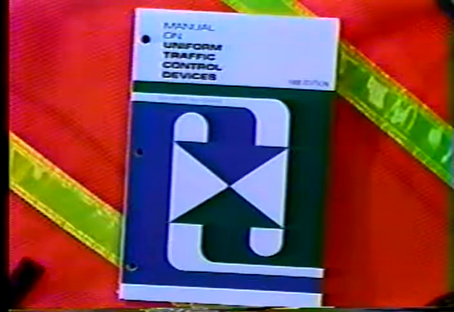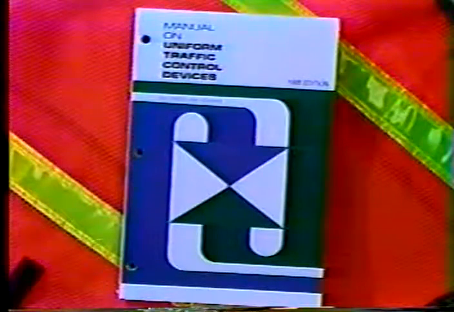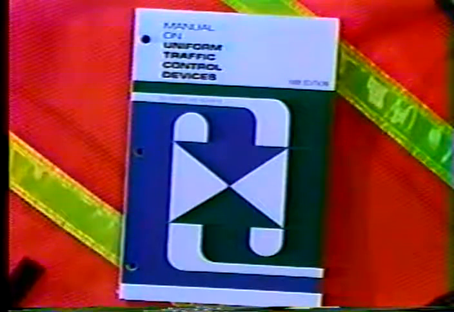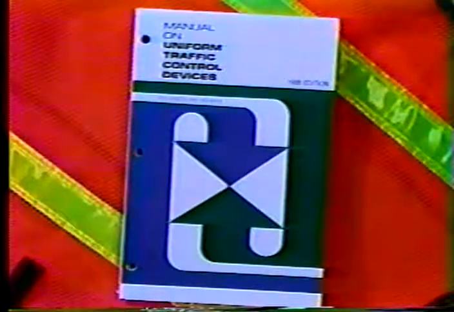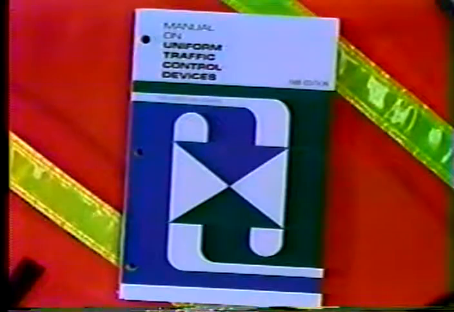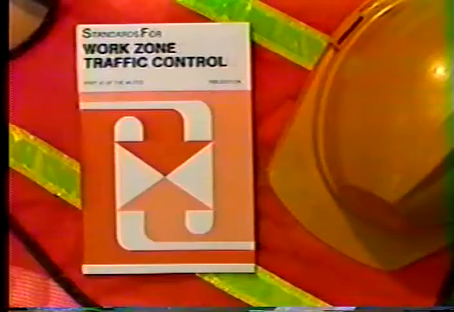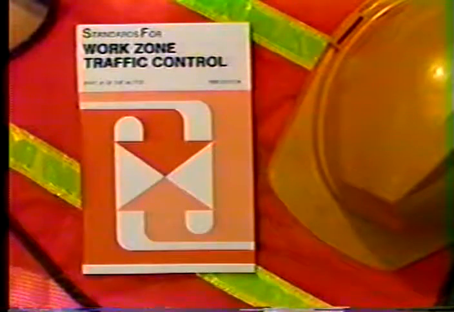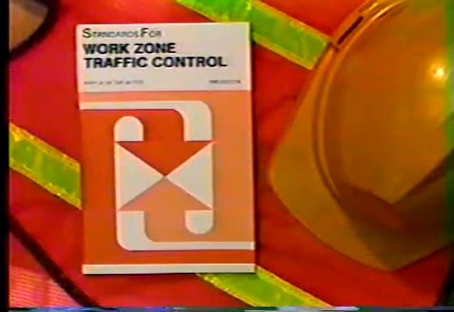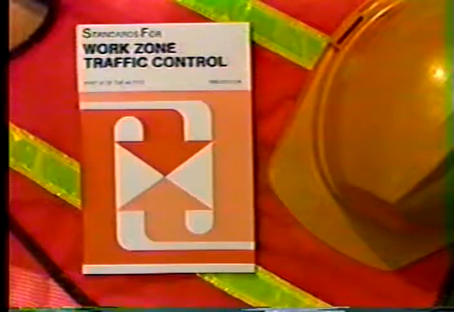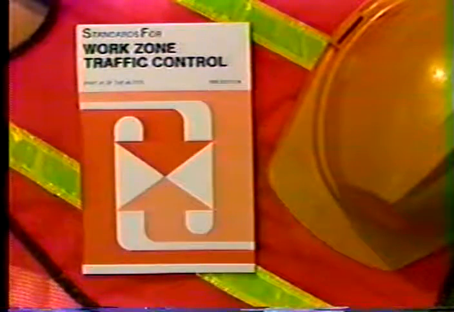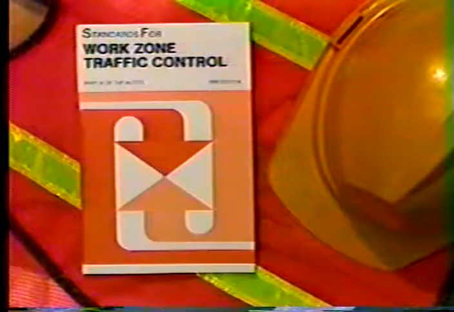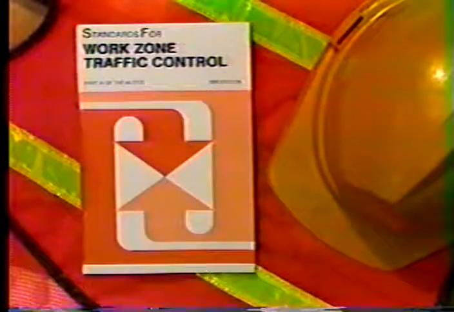The Manual on Uniform Traffic Control Devices is a good place to start. Published by the Federal Highway Administration, the manual contains the standards of design and use for all traffic control devices. Part 6 of the manual focuses specifically on standards for work zone traffic control. It spells out the design requirements for the devices used in work zones and shows how these devices may be used in a series of drawings called typical applications.